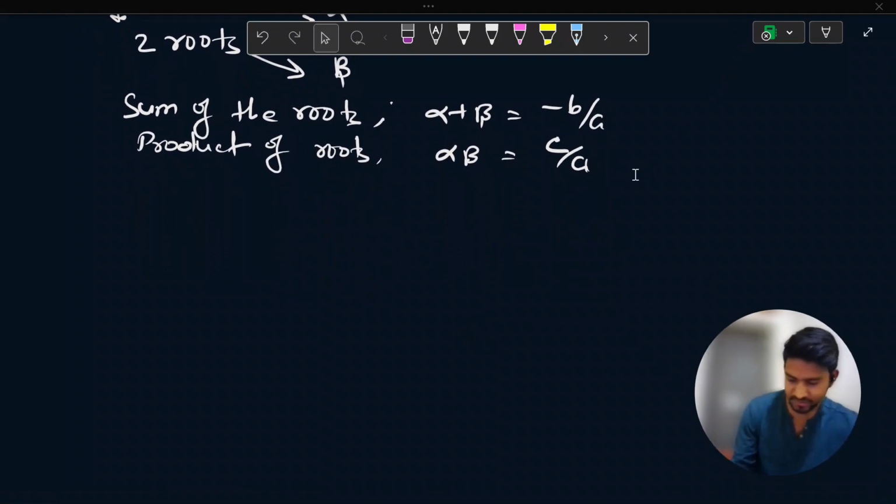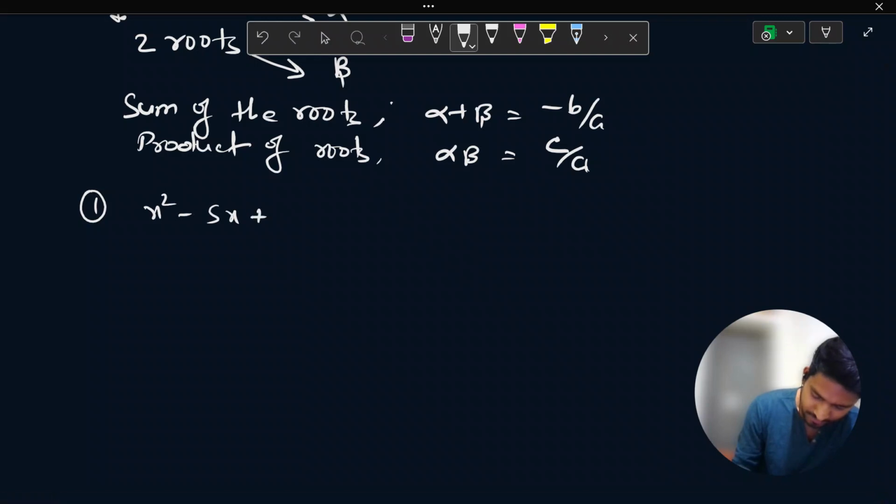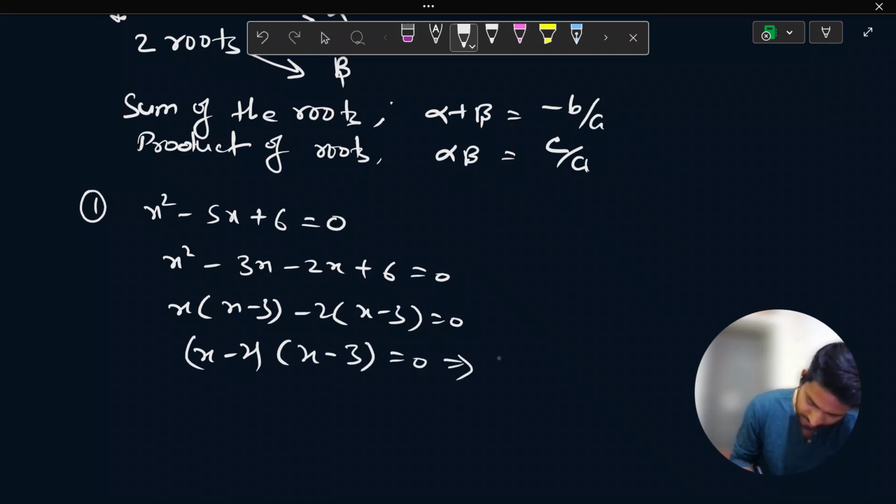Let's have some example of a quadratic equation: x square minus 5x plus 6 is equal to 0. We have already studied factorization. If you factorize, x square minus 3x minus 2x plus 6 is equal to 0. In x we have common, x minus 3, minus 2 we have common, x minus 3 equal to 0. So x minus 2 and x minus 3 equal to 0, which implies that x equals 2, 3. So we have found the values of x, which are 2 and 3.